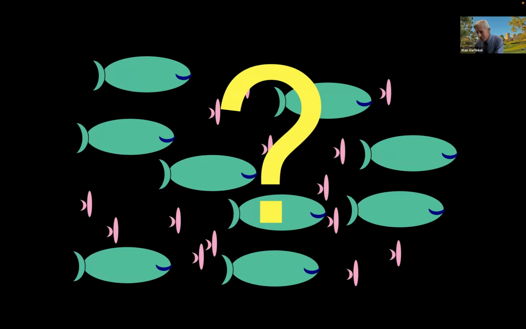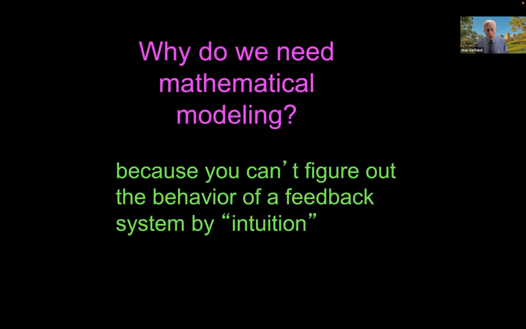So there's going to be further changes. So what are the further changes going to do? The sharks are going to die. The tuna are then going to grow. Why do you need mathematical modeling? Because we can't sit here on our duff and intuit how the system is going to behave. We have to make a model.